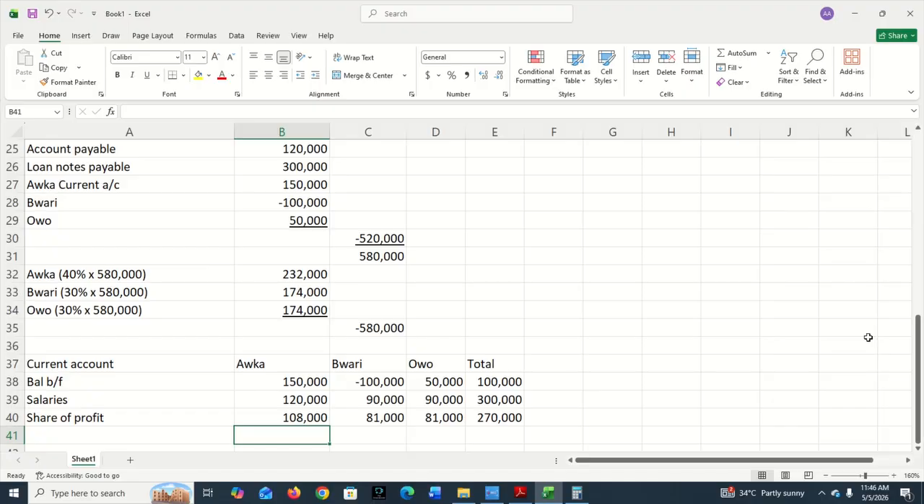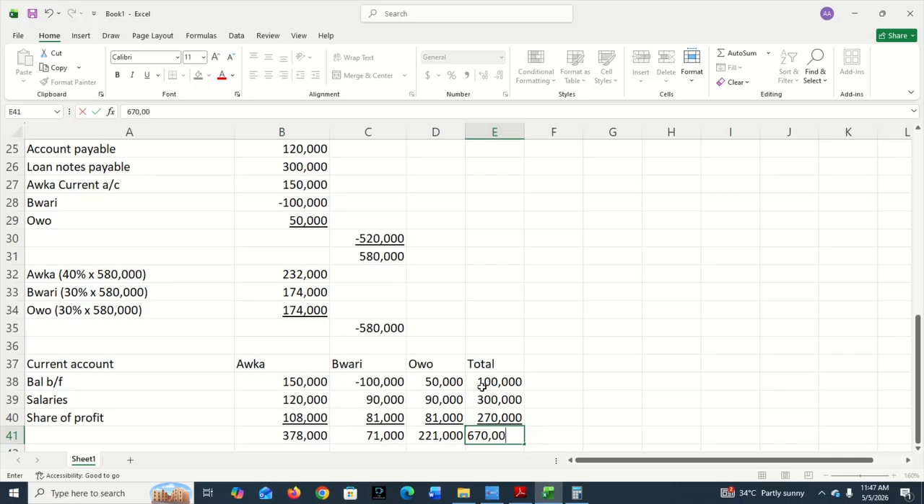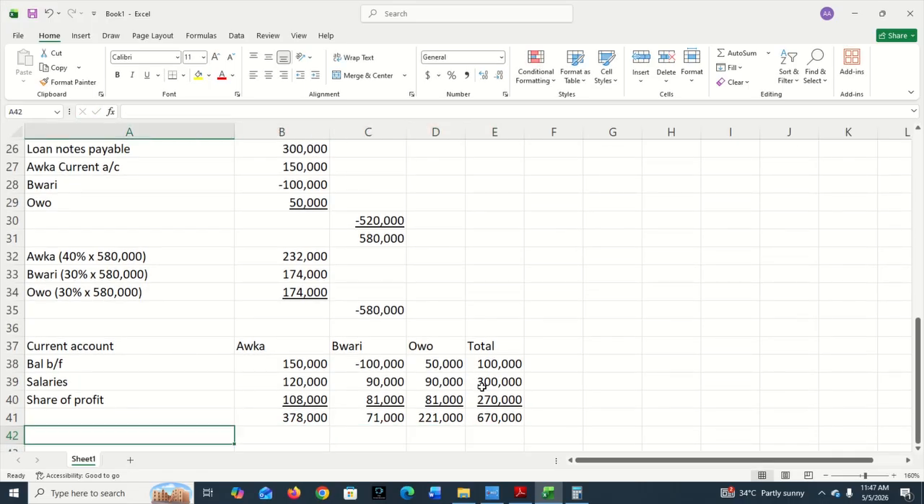So let's add that up. Okay. Then we'll see if there's any deductions we're asked to remove. So let's add up. So all right. So this will give me how much? 150 plus 120. This will give me 378,000. This will give me how much? This will give me 71,000. This will give me how much? This will give me 221,000. And lastly, this will give me how much? So this will give me 670,000. All right, great.